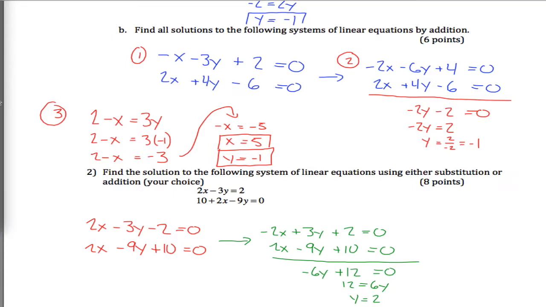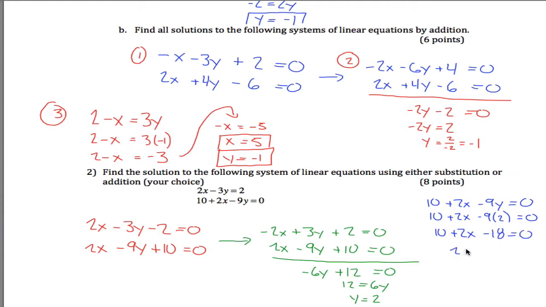And now that you know what y is equal to, you can figure out what x is equal to using either of these equations. This one has a lot of positive numbers, so let's use this one. 10 plus 2x minus 9y equals 0. But y is equal to 2. So 10 plus 2x minus 9 times 2 is equal to 0. 10 plus 2x minus 18 equals 0.